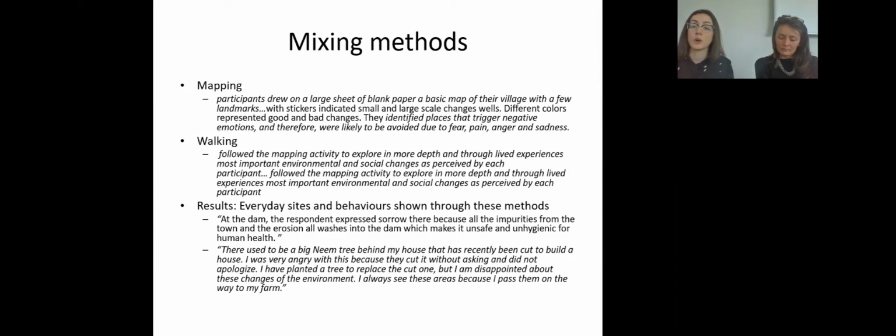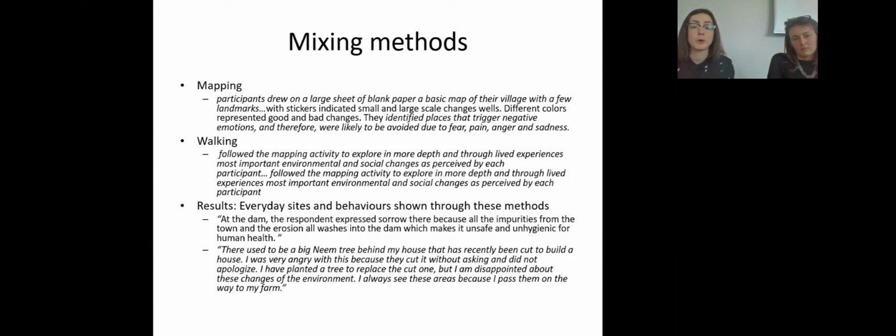The results, the authors reflected that these methods were able to better understand everyday sights and behaviours. One quote was, "At the dam," where one of the participants directed them during the walking interview, the respondent expressed sorrow that because of all the impurities from the town and the erosion that all washes into the dam, it made the drinking water unsafe and unhygienic for human health. So again, this was a service that could no longer be used and something that they had seen change in their own lifetime due to issues of climate change and massive expansion of cities.